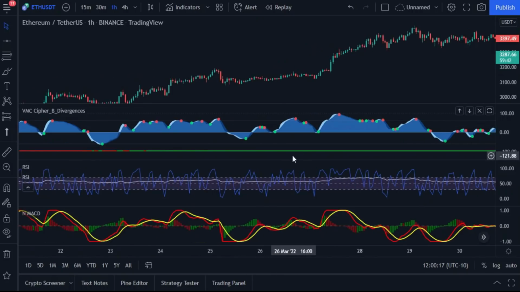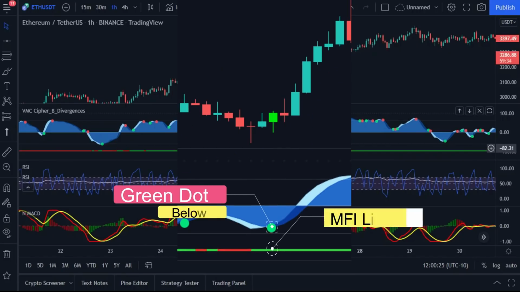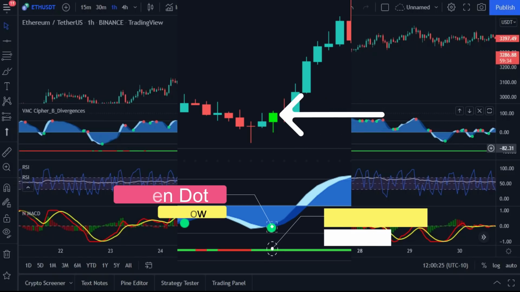The third condition is this line, that indicates the money flow indicator. And when we want to take a long position, this line should be green. As we can see here, a green dot appeared at the bottom of the indicator, and also the money flow index line was green. Yes, here, it will be a good entry point.